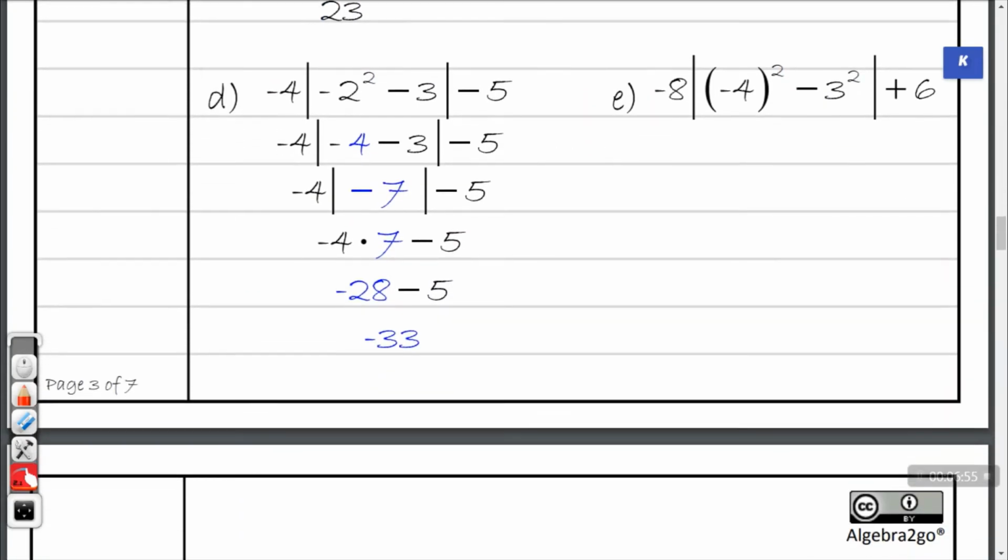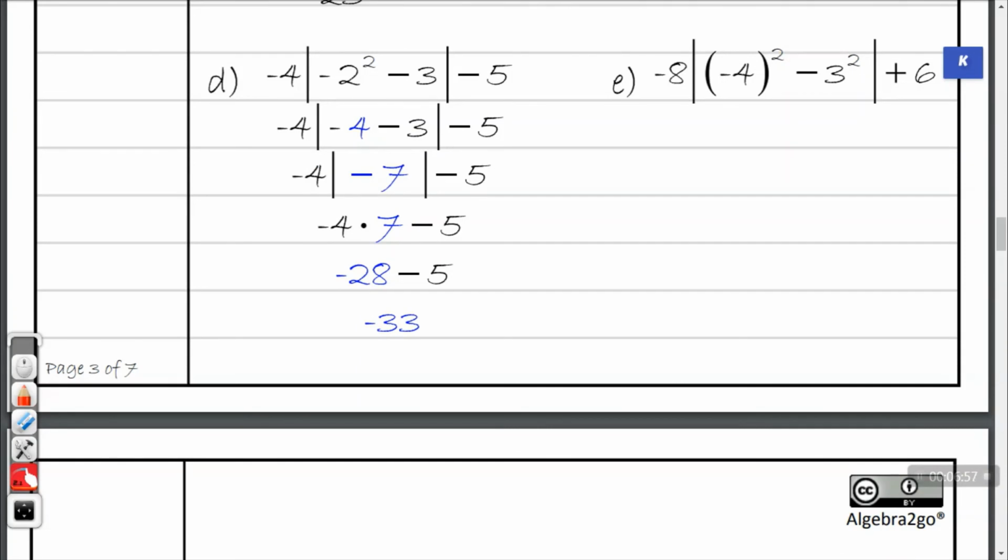As we move on to D, we now notice that we've not only got things inside of our absolute value bars, but we have this negative 4. And it's directly next to our absolute value bars. And if we thought about this as parentheses, and that negative 4 was directly next to it, then we would have negative 4 times the group, negative 2 squared minus 3. We're going to treat that the same way. And to start, we have to still take care of what's inside our absolute value first. Inside, we follow our order of operations.